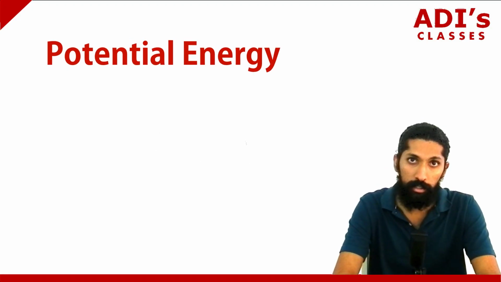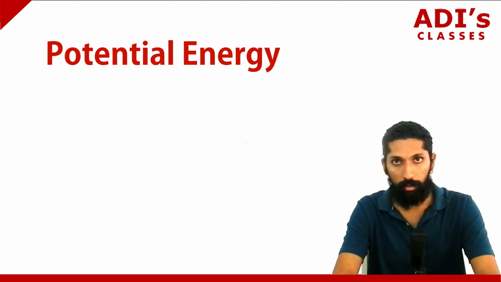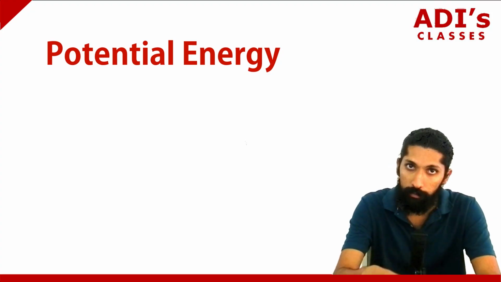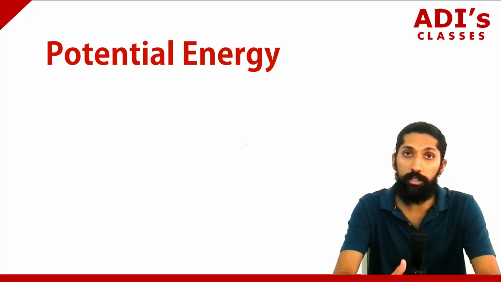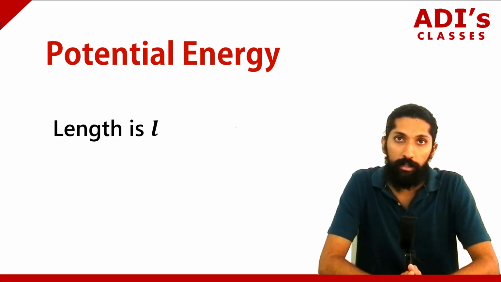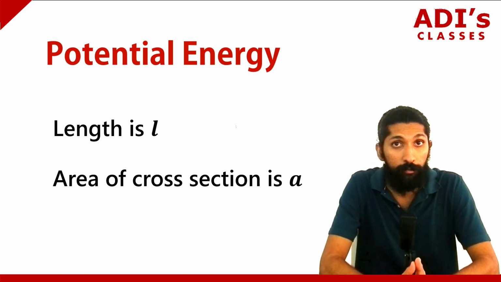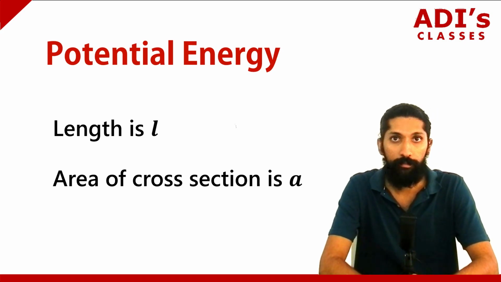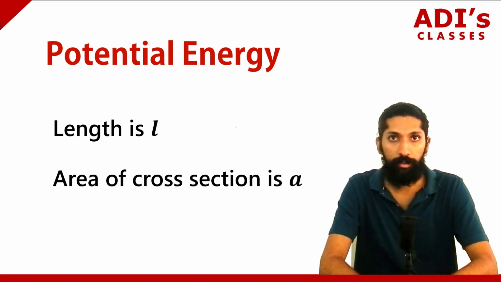Now, what is work done? Force into displacement, correct? Here you're applying a force, and because of the force, there is displacement. Now let's look at what is force and what is displacement mathematically. You have a wire, correct? Say the length of the wire is L. It has an area of cross section, which you can call A, or pi r square. Any one of them.